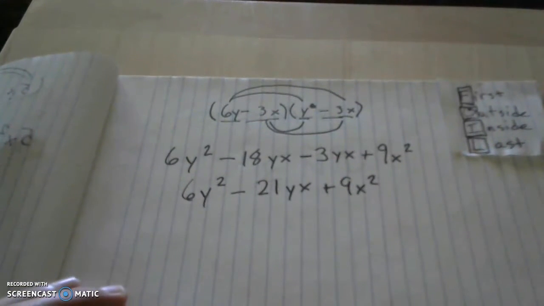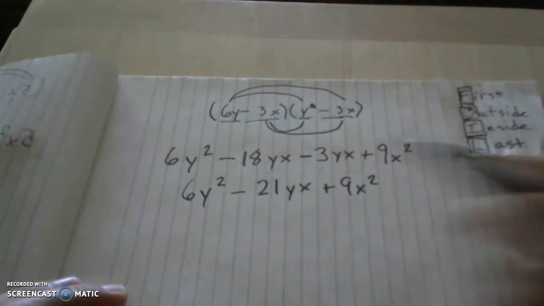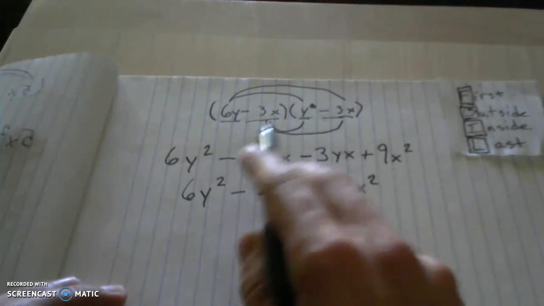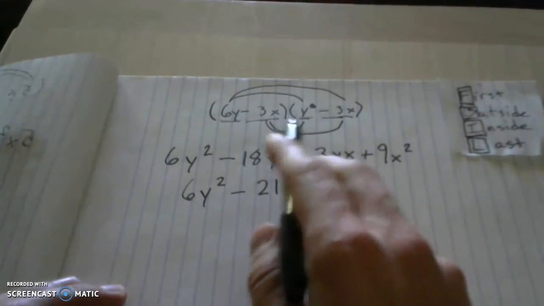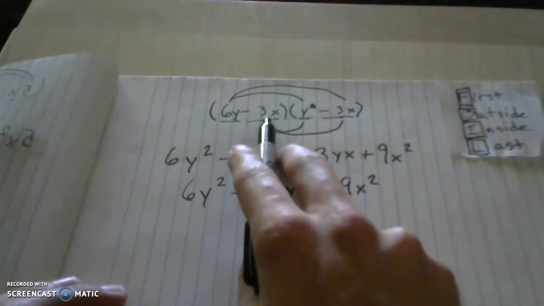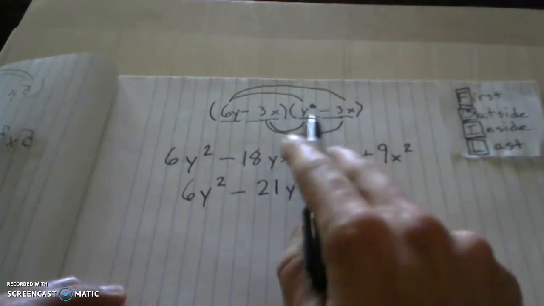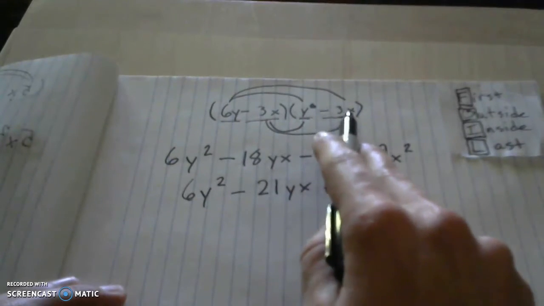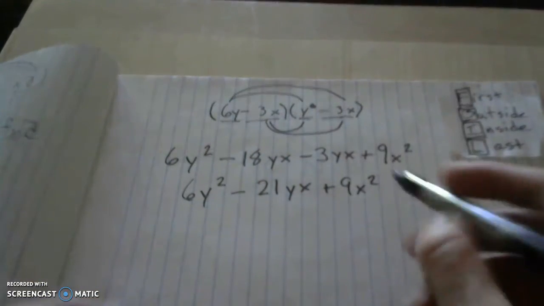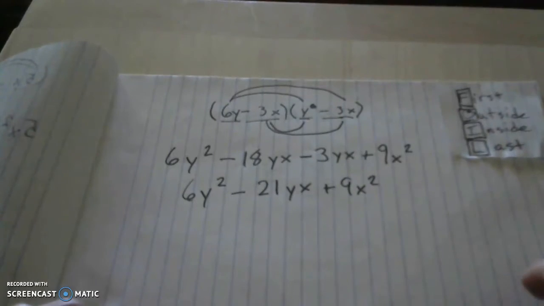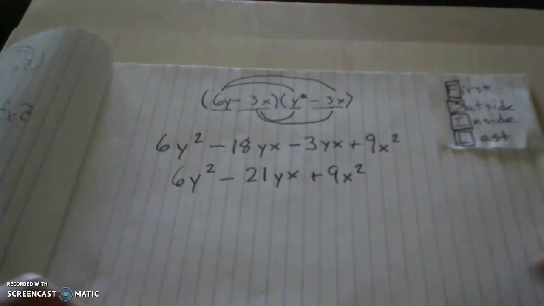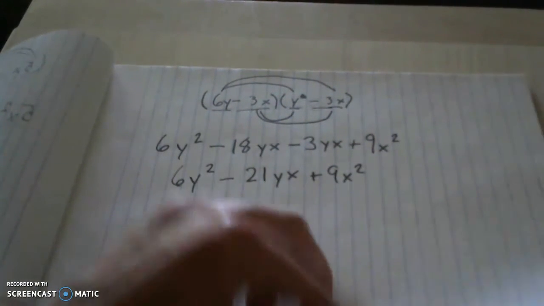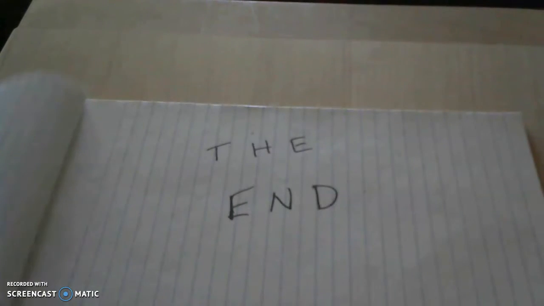So you can see it doesn't matter whether you have one variable or two. You can still FOIL it as long as you have two terms in one parenthesis being multiplied to two terms in another set of parentheses, and that's how you do it. So that would be the end.